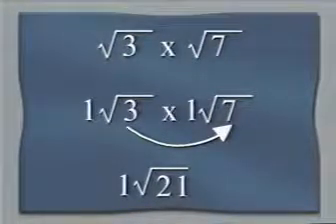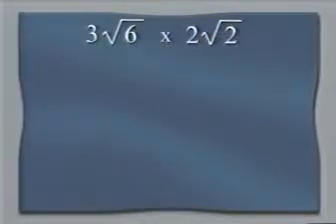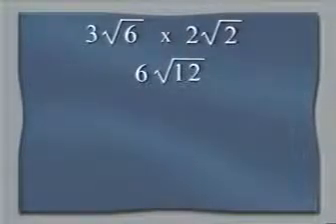Next, let's take a look at the multiplication of 3 times the square root of 6 multiplied by 2 times the square root of 2. Again, we multiply the numbers out front, what I call the digits, the 3 and the 2, to get 6. And we multiply the place values, the square root of 6 times the square root of 2, to get the square root of 12. So our answer appears to be 6 times the square root of 12.